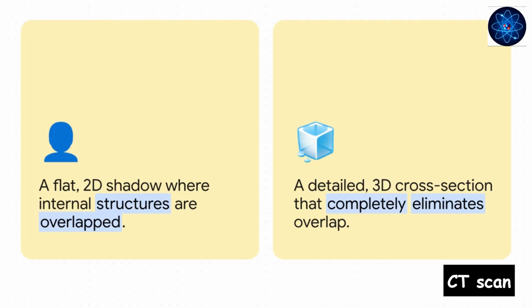Okay, to really get why this was such a game changer, you have to think about a standard X-ray first. It's basically a shadow puppet on a wall, a flat, 2D image where all your internal parts are just piled on top of each other. A CT scan, on the other hand, gets rid of that overlap completely. It gives doctors a detailed 3D cross-section. It's the difference between seeing a jumbled shadow and holding a perfect little model in your hands.